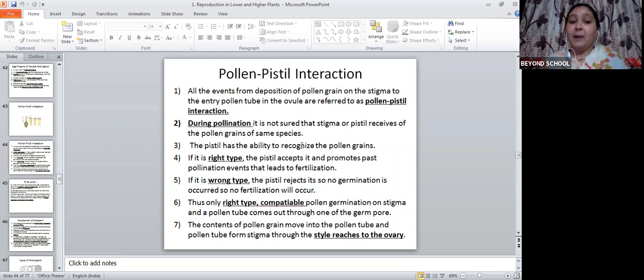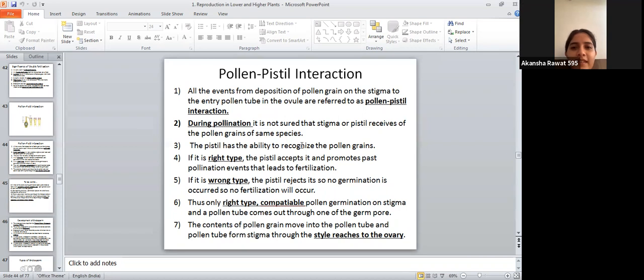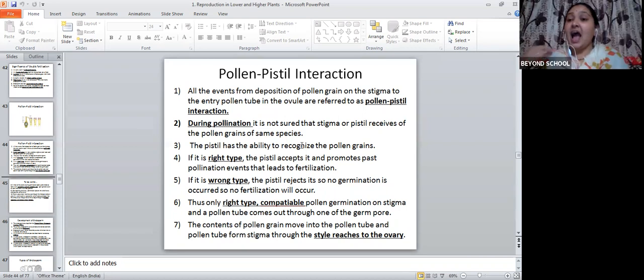get degenerated. But whenever the right type happens, with compatibility of the pollen grain on the stigma, the pollen tube comes out through one germ pore. Whenever the plant has the right pollen grain, the germination process is going to happen. Why? Because compatibility means it is our pollen grain. We are both familiar with each other. So let's do the fertilization and germination activity, and the germ pore is going to start coming out. That is, the germ tube process is going to start.